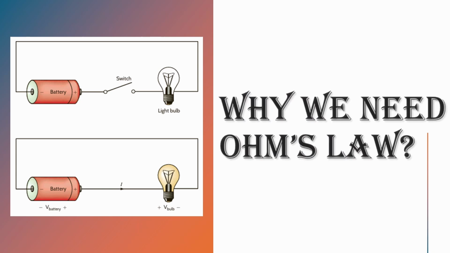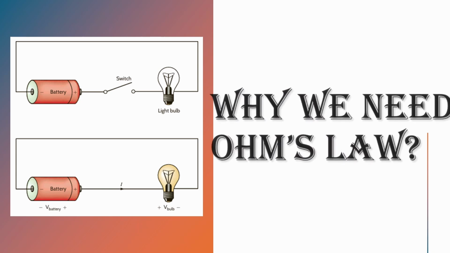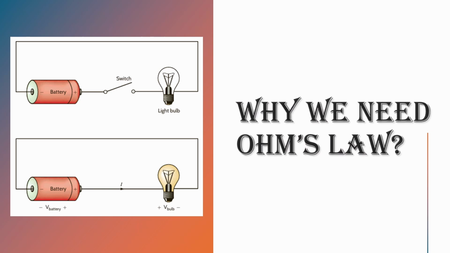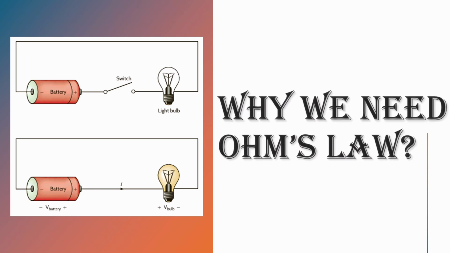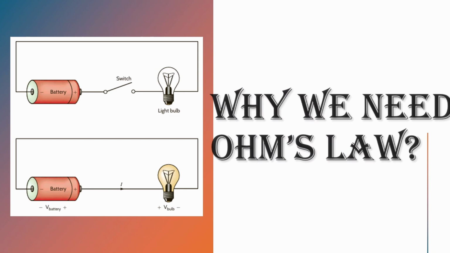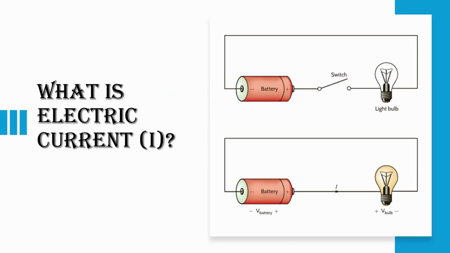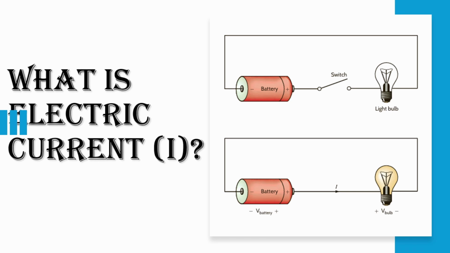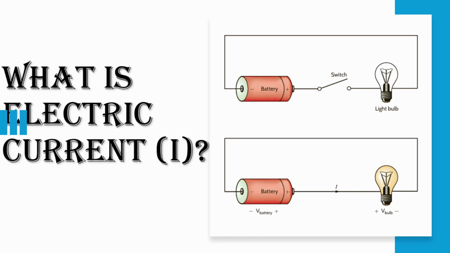First, let's look at a simple circuit setup shown on the initial slides. It consists of a battery, which acts as the power source, a switch used to turn the circuit on and off, and a light bulb that acts as the load. When we turn the switch on, the bulb lights up. But the real question is, why do we need Ohm's law? In reality, Ohm's law helps us understand how changing the battery voltage affects the brightness of the bulb. It allows us to understand the mathematical relationship between voltage, current, and resistance.